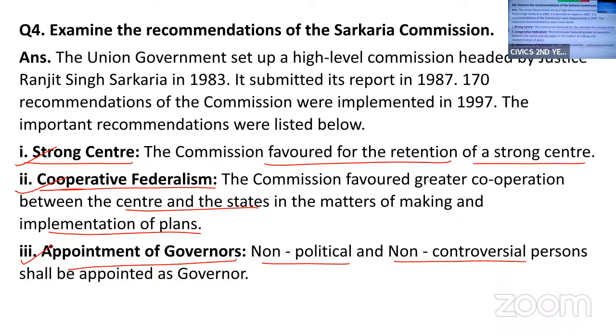It said that the governor should be a non-political person. Non-political person means he should not belong to any political party, and he should be a non-controversial person. Means he should not be involved in any controversy. Only such a person can be appointed as the governor. A non-political and non-controversial person shall be appointed as a governor. So these are 3 recommendations. We will discuss a few more.